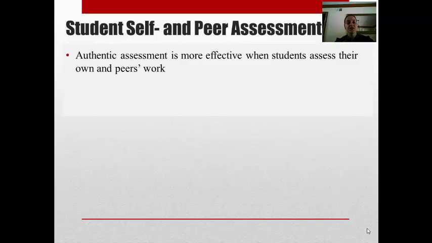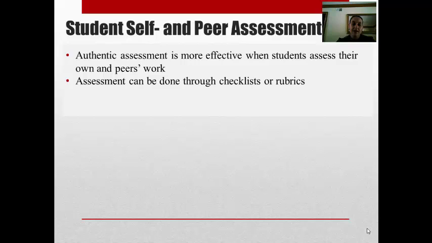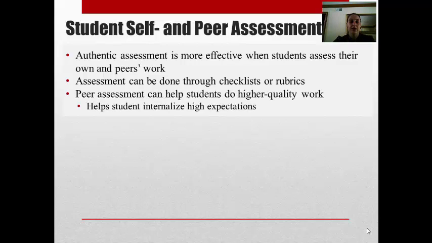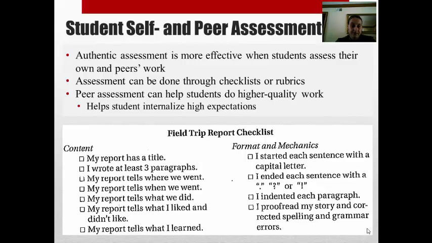Okay, and then student self and peer assessments, as I said before, very important. And it's important because when you have a peer or a student evaluate themselves or evaluate each other, what you're doing is you're giving the responsibility to them. You're really turning over that very powerful mode of grading someone or providing a score on someone or evaluating them on themselves. And this really helps the students internalize the high expectations that you are hoping that they take on for themselves. So here's some examples of a field trip report checklist.